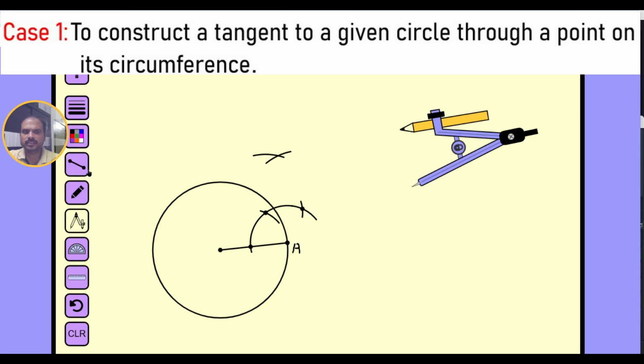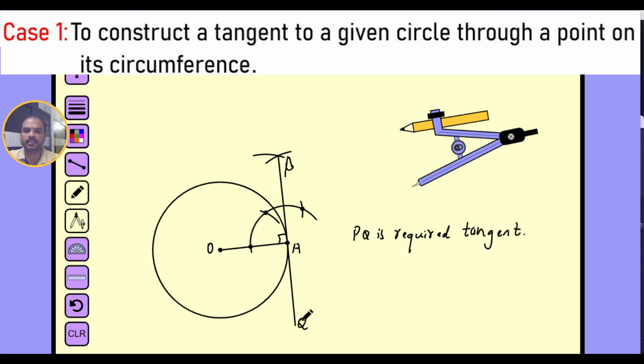Now this is the 90° and this is the required tangent. So you must make sure that this angle is 90°. O is the center of the circle. A is already taken. You can take any other letter, PQ I can say. So you can say PQ is the required tangent to the given circle.